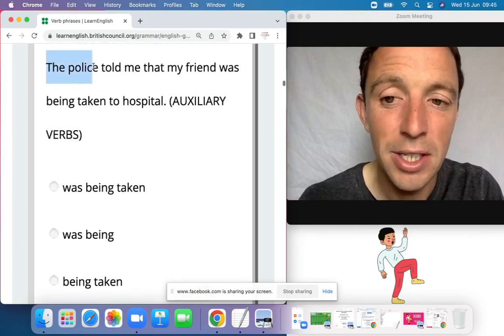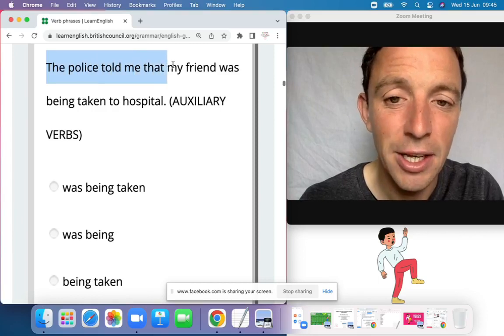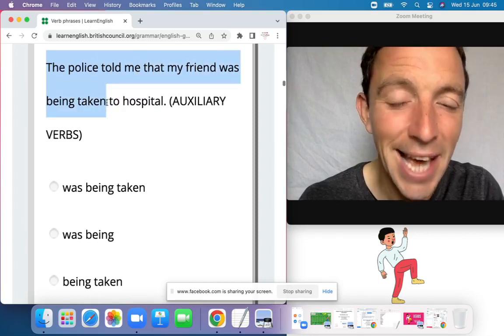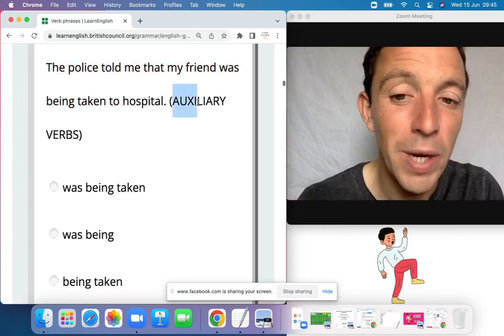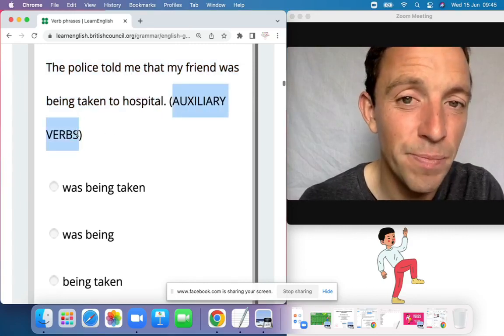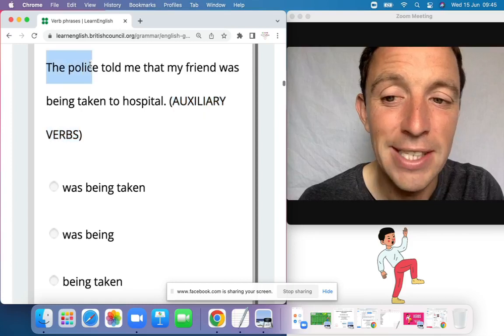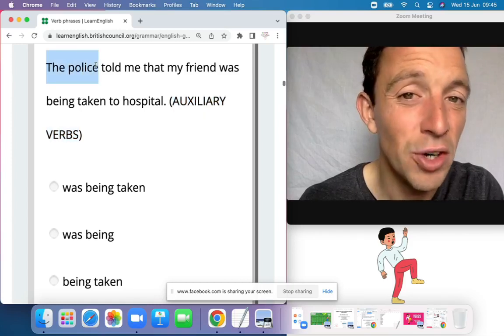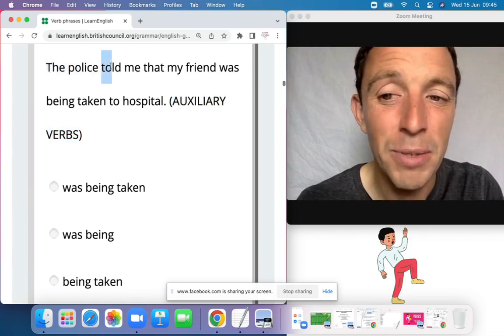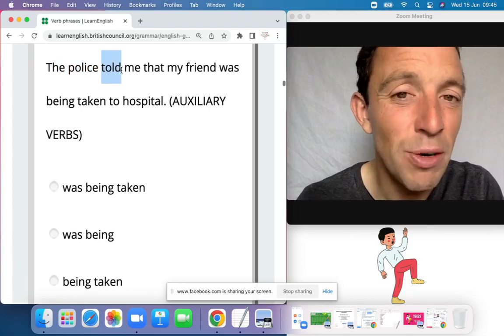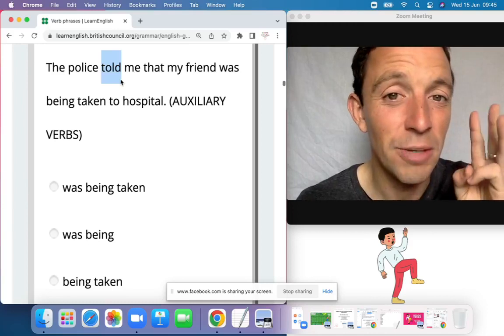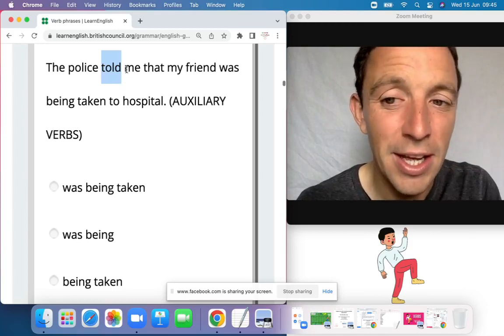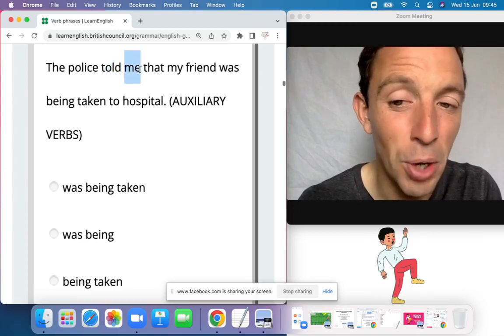The police told me that my friend was being taken to hospital. Very, very interesting sentence. We need to find the auxiliary verbs, plural. So the police is the subject. The verb is to tell. It's irregular in the past simple: tell, told. And the past participle is also told. Me is the object pronoun.